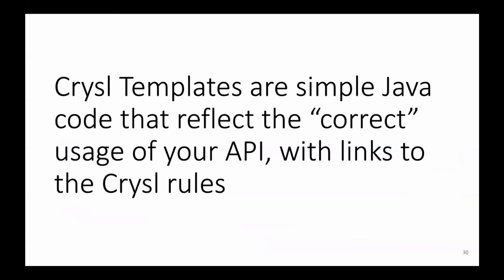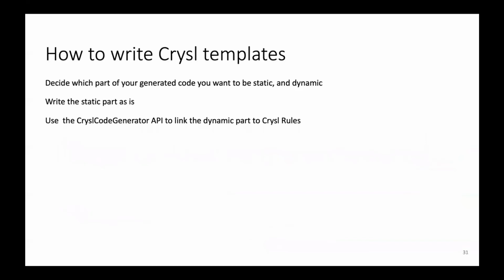So Krysl templates, the definition is here. They're simple Java code that reflects what the correct usage of your API is. And these things are linked to your Krysl rules. How? We will see now. Okay, so this is an overview. How do you write Krysl templates? First, as I said, they are just Java code, right? Inside your Java code, you need to decide what part of the code is static, which needs to be copied as is, and what part is dynamic. Dynamic meaning there's an API called Krysl Code Generator. You just tell CogniCrypt, hey, generate code based on these Krysl rules, right? That's all, and then CogniCrypt takes care of the magic. You only tell it, these are the parts that need to be copied as is, and these are the parts that you figure out how to generate based on your Krysl rules. That's all you need to remember regarding Krysl templates.